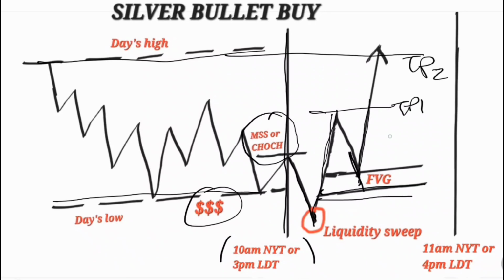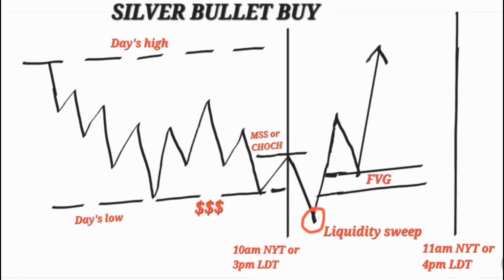So this is the buy scenario, and this happens between 10 a.m. New York time to 11 a.m. New York time, or 3 p.m. London time to 4 p.m. London time. So let us see how you're going to set up your chart if you have to trade this.